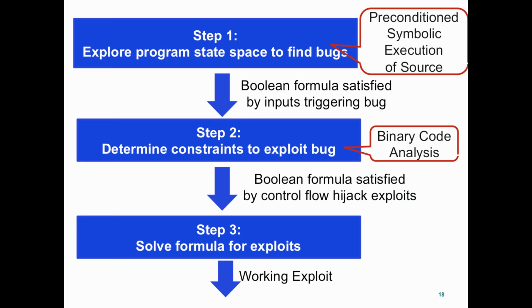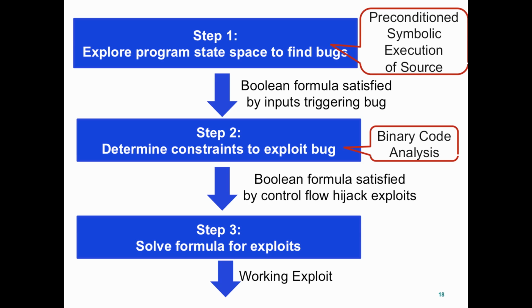Now the particular technique we use in step 1 to explore the program state space is symbolic execution, and we do this at the source code level. The reason we do it at the source code level is, well, it scales better. We'd love to be able to do binary level only analysis, but currently we're just not there. Now even with source code, we found existing symbolic execution techniques did not scale to the sorts of programs we looked at. So we developed a new technique called preconditioned symbolic execution, which you can read about more in the paper I reference at the end of this talk.